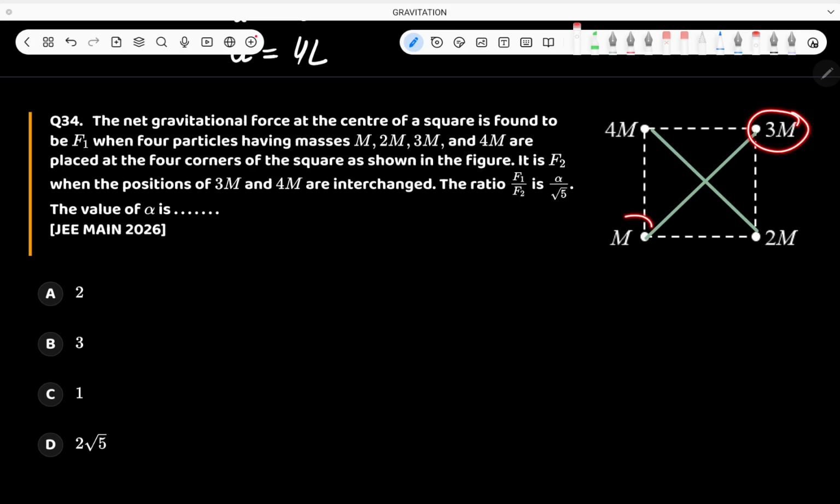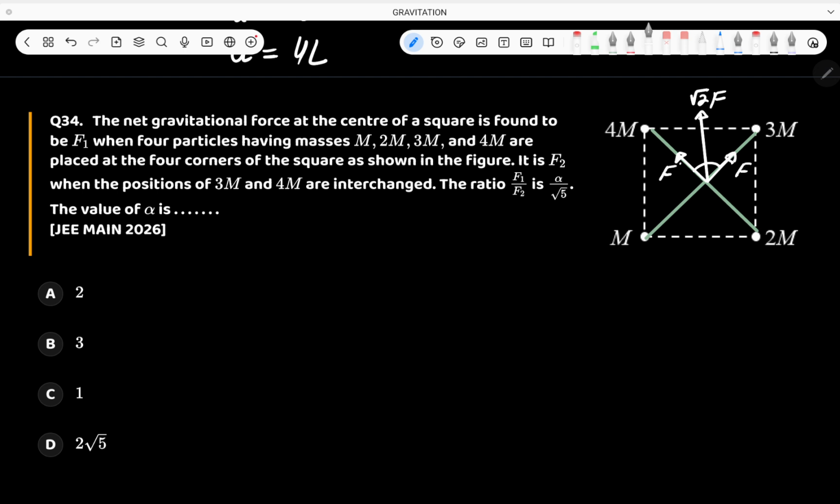And this 3m minus m is also equal to 2m. Which means that the net gravitational force will be the force because of this 4m and 2m, and this is the force because of this 3m minus m, which is also 2m. So if this force is F, this force is also equal to F, which means that the resultant will be along the direction of these two forces. And that resultant is root 2 F.